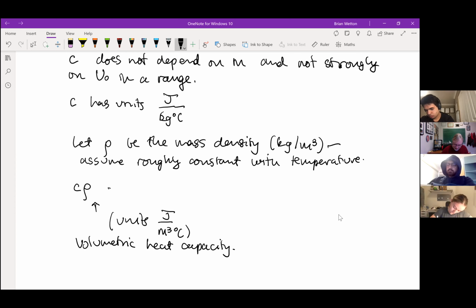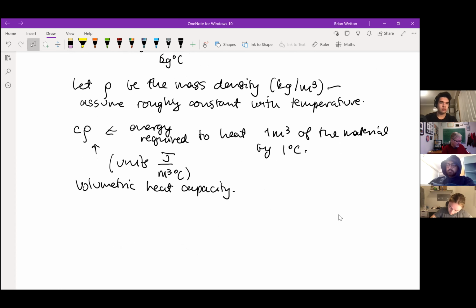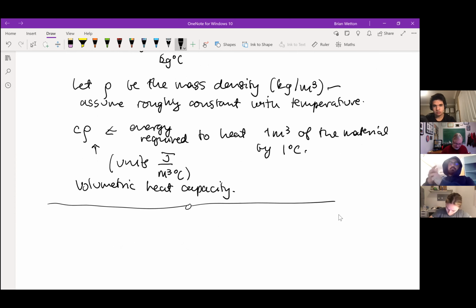And it's the energy required to heat 1 cubic meter of the material by 1 degree Celsius. Okay, volumetric heat capacity. There's one experiment and some units to go with it. Let's look at the other experiment.